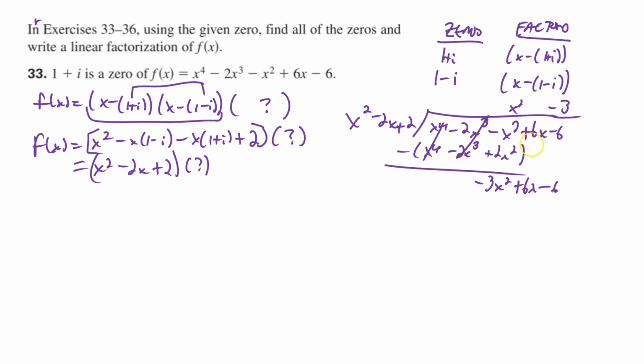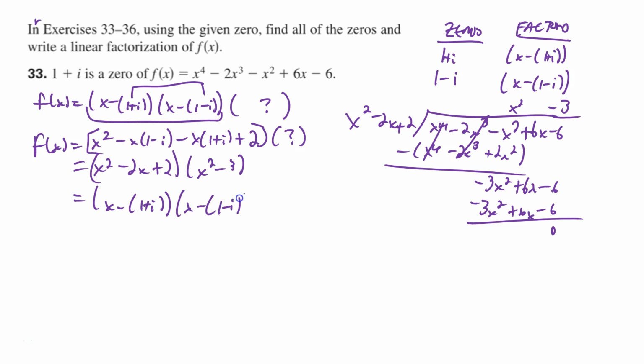So now if we multiply, hopefully everything's going to go away. So we have negative 3x squared, and then we have plus 6x minus 6. Yay, that makes 0. Okay, so this question mark I now know. It's x squared minus 3. I know how to factor that, right? So at this moment, I'm going to go back to our factors. We have x minus 1 plus i times x minus 1 minus i times x squared minus 3.